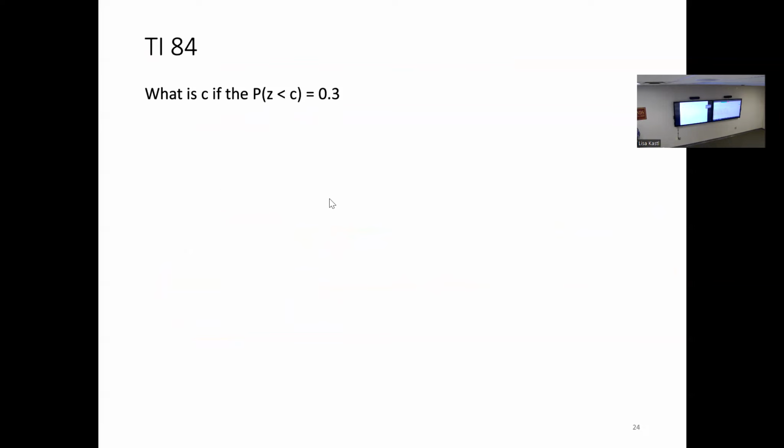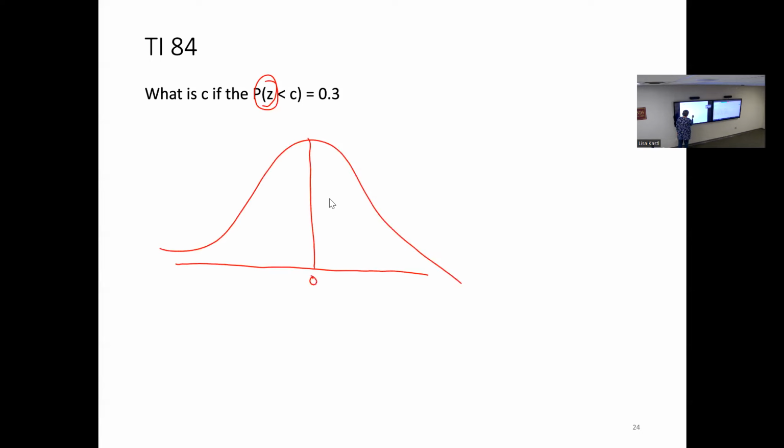So what is C if the probability is 0.3? If you have C as less than some constant C. What they've given you, since they've given you the probability, is the area under the curve. I have to draw a picture. So I have a standard normal distribution, because we're talking about Z-scores. The mean is 0, standard deviation is 1.